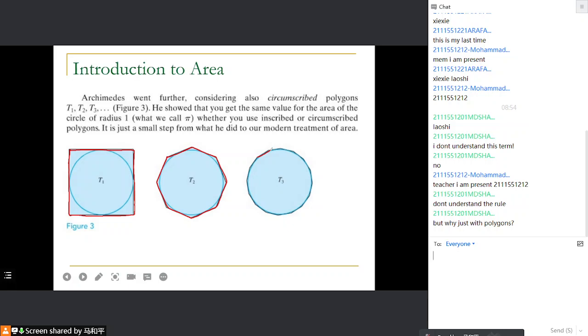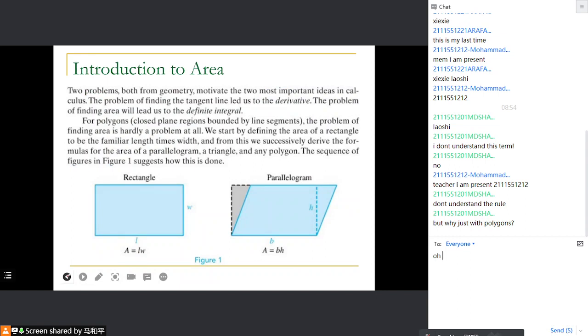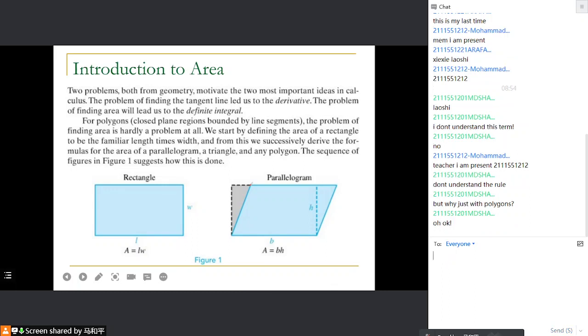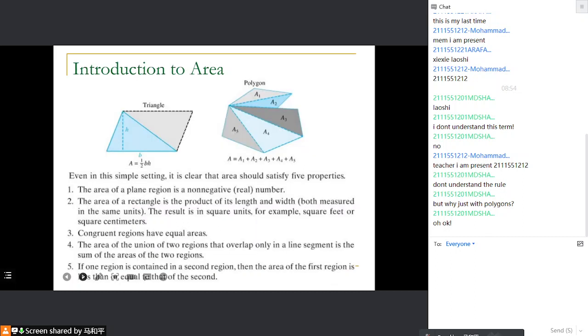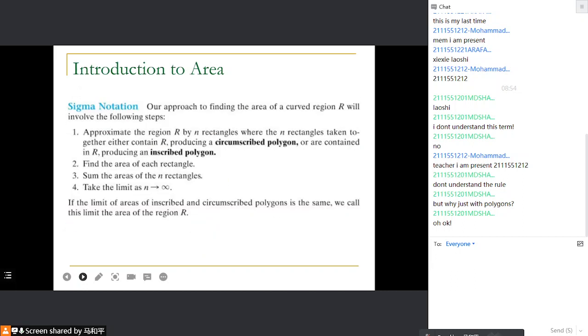Because it's easy to calculate the area of polygons. We can calculate the area of a rectangle, the area of a parallelogram. They are all polygons, regular polygons. We can calculate this. And also, a polygon, we can partition it into many of these rectangles. A1, we can calculate A1 plus A2 plus A3 plus A4 plus A5. We have this is A. So for a shape with a curved boundary, we use regular polygons.